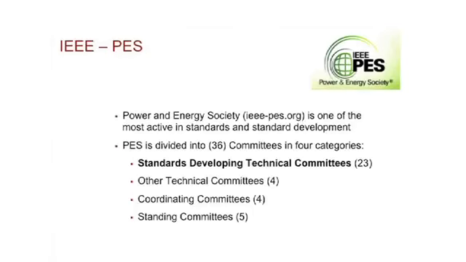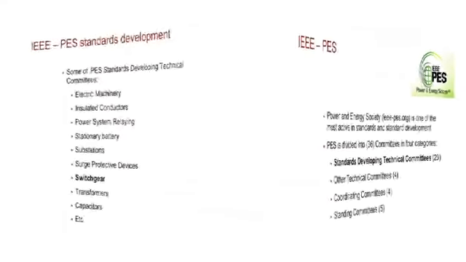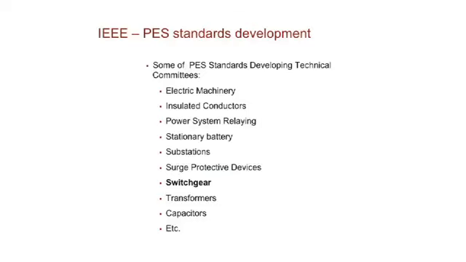There are a group of people sitting there writing or deciding what the ratings are, what the standards are, what the requirements are, what the guides for applications are, and so on. But there are other technical committees, they don't do any standard development, and some other coordinating committees and standing committees, like for publications or for education and so on. The most important for us, again, from a standards point of view, is the 23 committees that actually do the standard work. So on the standard work, again, there's just a short list, or a fraction of the list, of what these committees are.